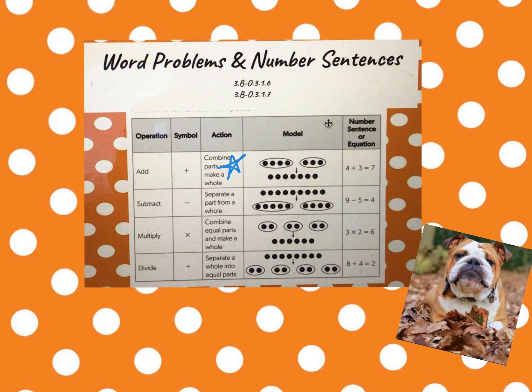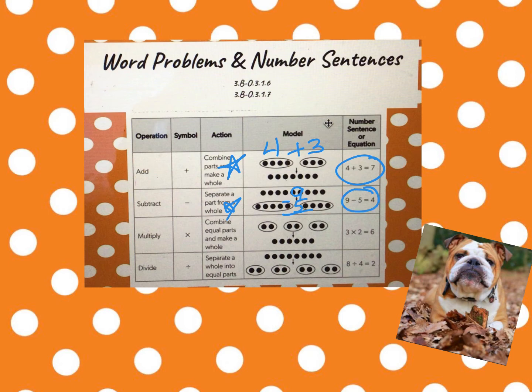For example, if we have 4 plus 3, it would equal 7. And then we can also show it not just with a model of circles, but also with a number sentence or equation. And then another operation that we've been working on a little bit ago was subtract. And when we compare, we subtract, remember that? And so we separate a part from a whole. For example, we have 9 here, and we're taking away 5, and that's going to give us 4.